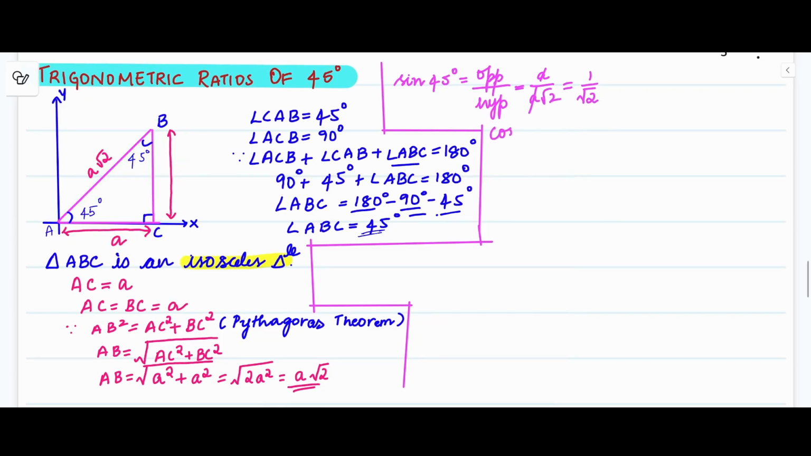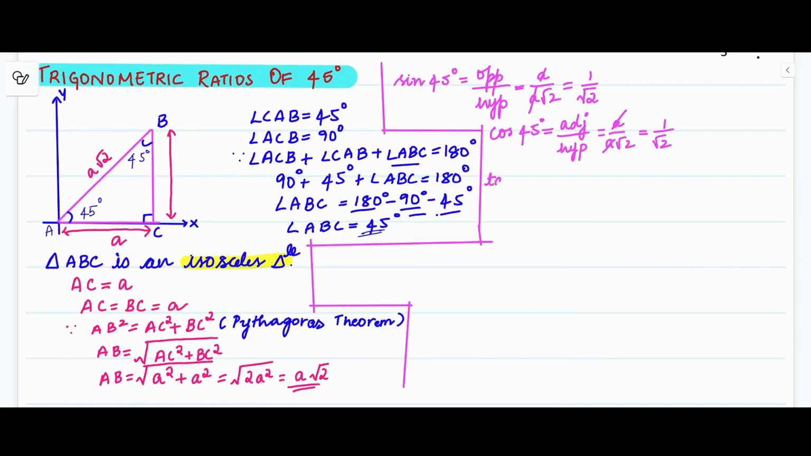The next one is cos 45 degrees. The definition of cos theta is always adjacent divided by hypotenuse. The adjacent side is the side of the triangle which is adjacent to our theta, that is our 45 degrees. That is this one, AC, this side of the triangle whose length is A. So it will be equal to A divided by the hypotenuse side AB, whose value is A root 2. The hypotenuse side will always have the highest length in the triangle, so that is why we are having A into root 2. A and A will cancel out each other, so we are left with 1 by root 2.